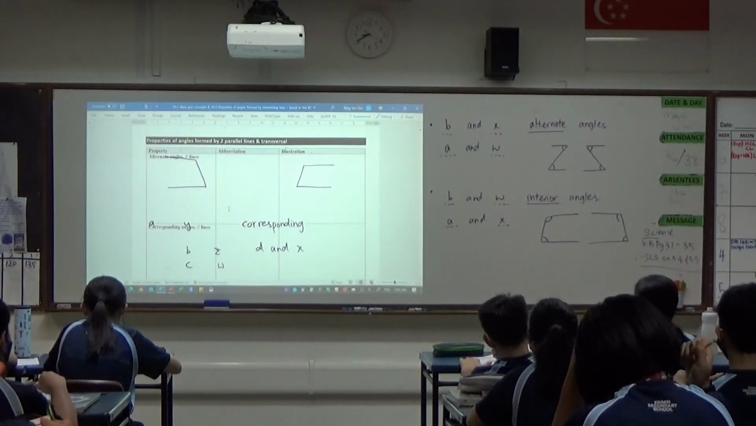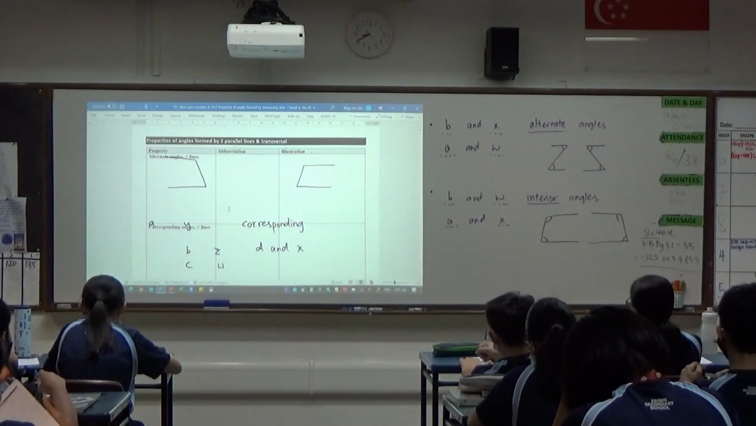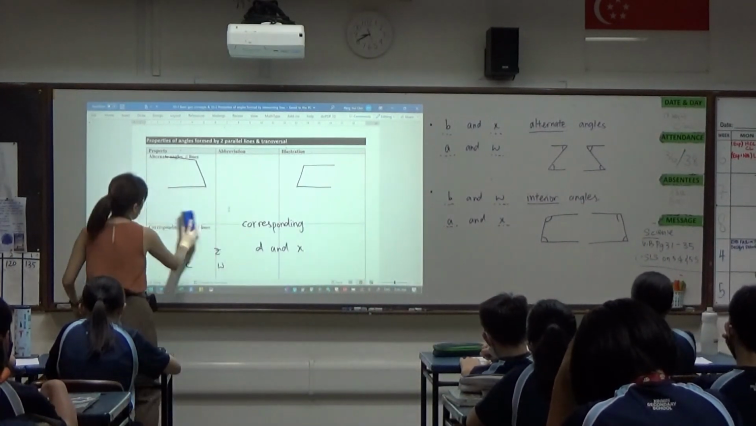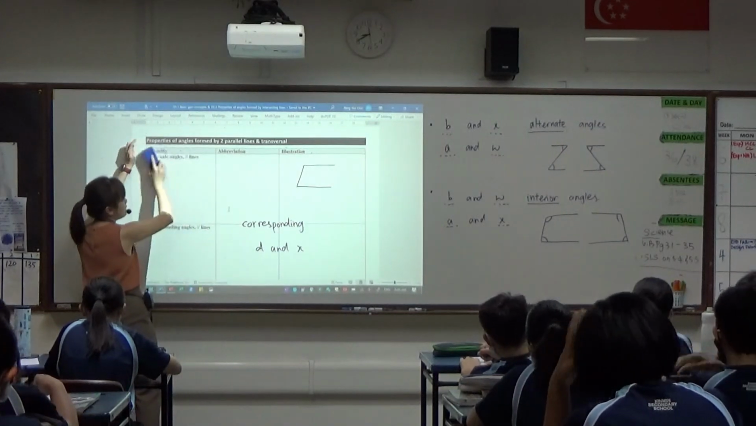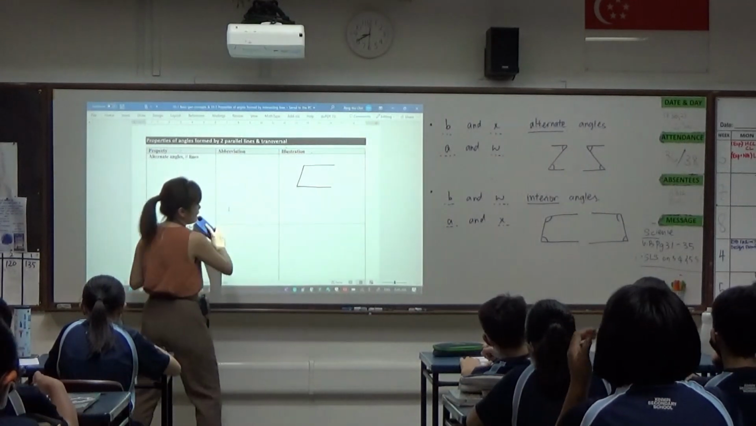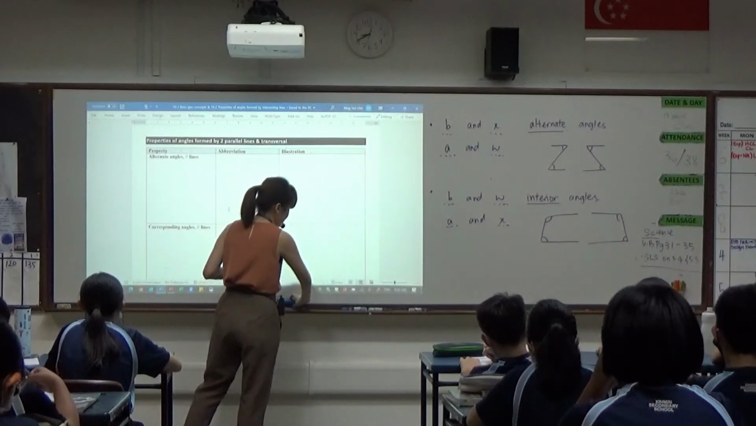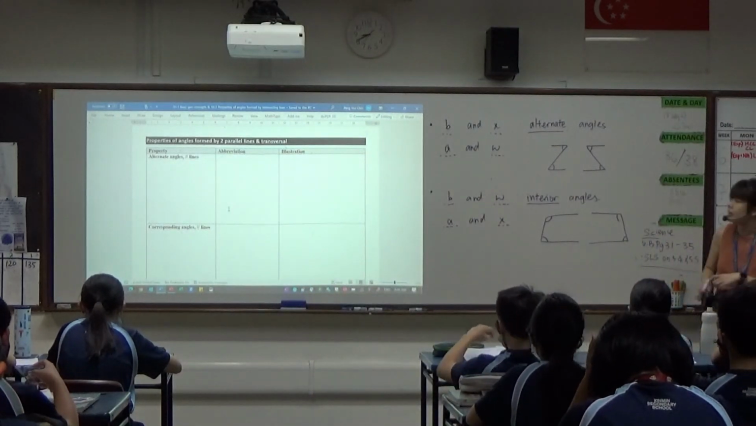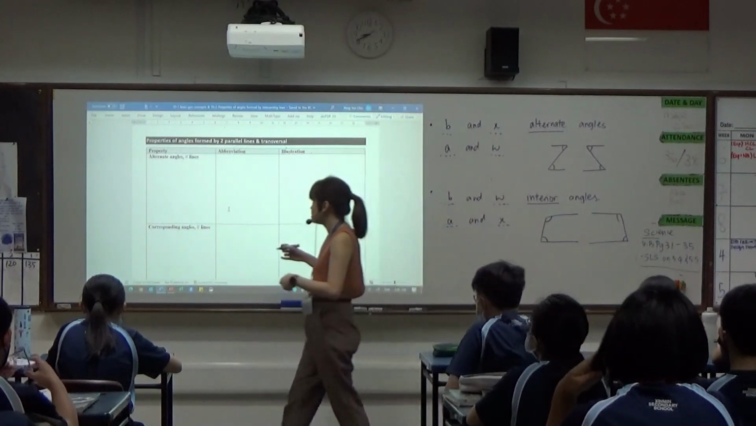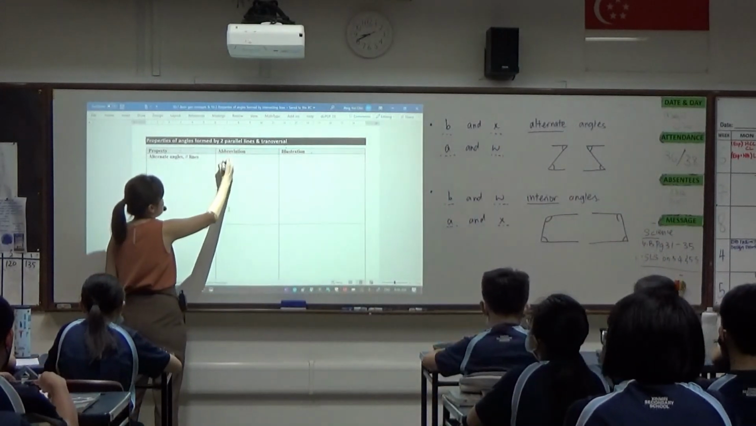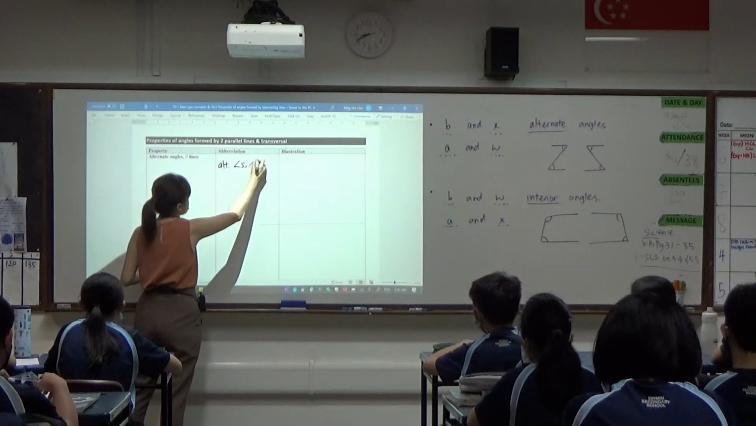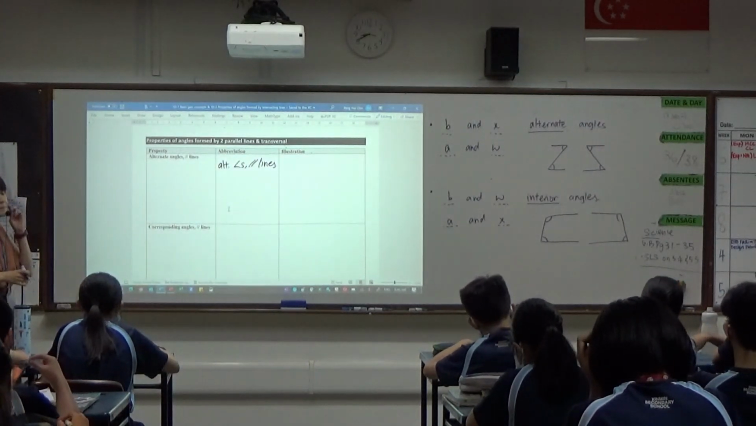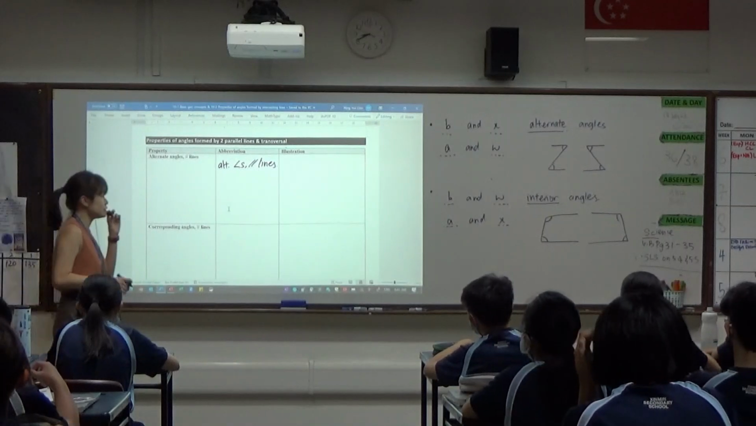As I mentioned earlier about the property of alternate angles, interior angles, and corresponding angles, it is only limited to when there are parallel lines. If there are no parallel lines, the property does not apply. So what are the properties for alternate angles? The angles are equal, and the abbreviation, the short form, is to write alternate angles, parallel lines. An example to a question.